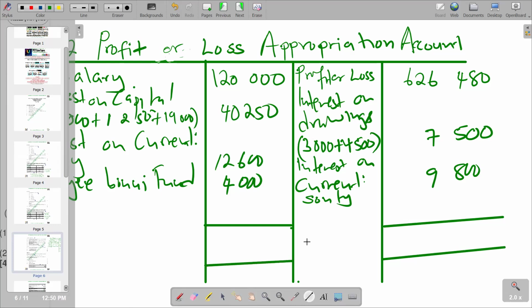Right. So after putting your double lines, we add the total of the debit and the credit. We are going to see that the credit side has a greater total. Let's just try to see it. 626,480. And then we add your 7,500, and then we add your 9,800. The total that we are supposed to get there is 643,780. So this is the greater total which is supposed to come in between the double lines, on both sides.